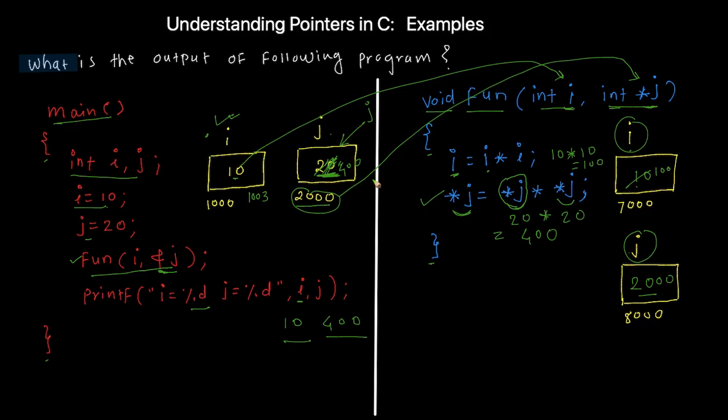These two concepts are explained at the same time here. I is passed by value, j is passed by reference.